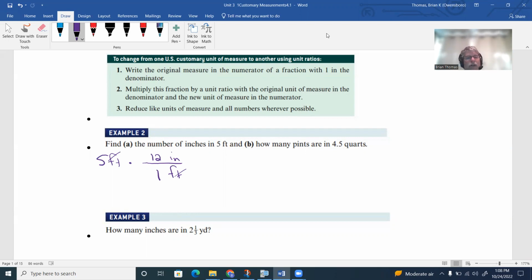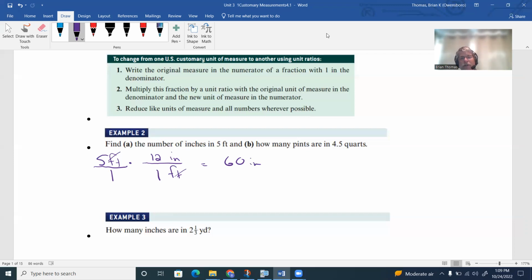And again, to make this look like ratios or fractions, I could put the 5 feet over 1. So our strategy says the original measure is going to be in the numerator and with a 1 in the denominator. So I'm going to put the original one 5 feet over 1. And what I'm going to do is I'm going to multiply it by a fraction that's a unit ratio. And remember, whatever I begin with, that feet, that's got to be the unit in the denominator of the unit ratio, because they want to divide out. And then I'm actually able to multiply this across. 5 times 12 is 60. 1 times 1 is 1, but if 1 is in the denominator, we don't have to write it. So this becomes then 60 inches.